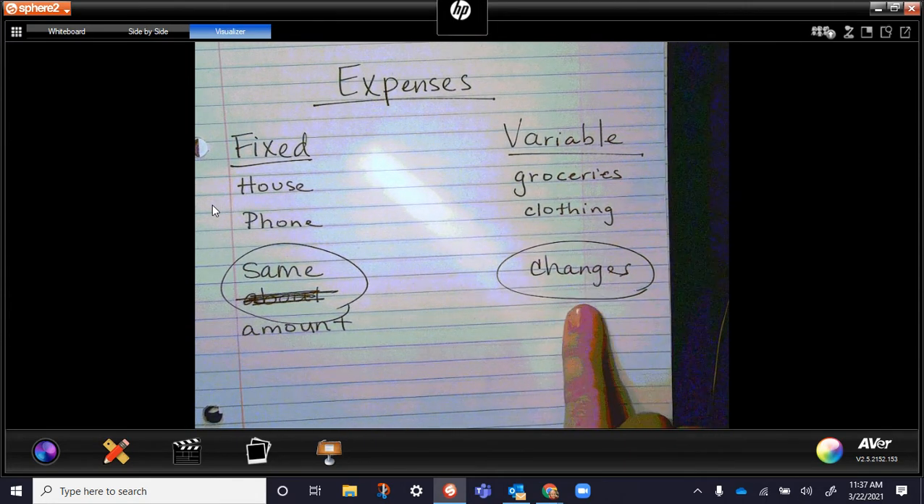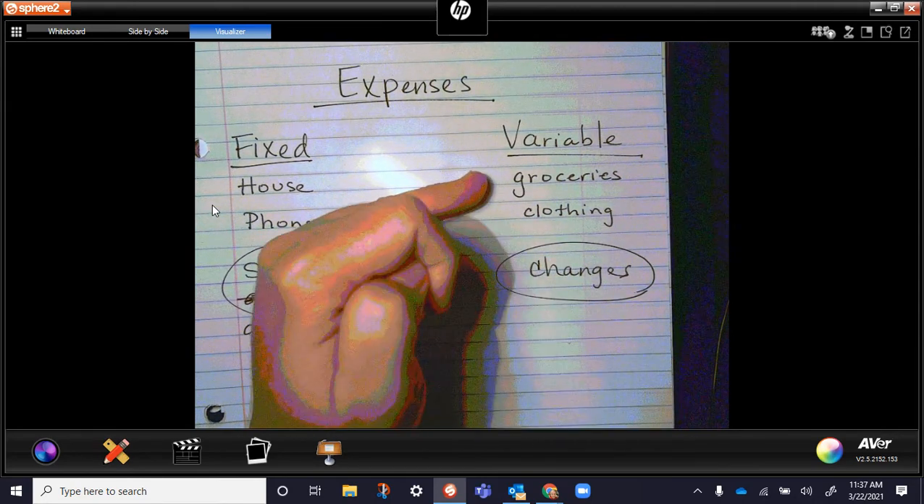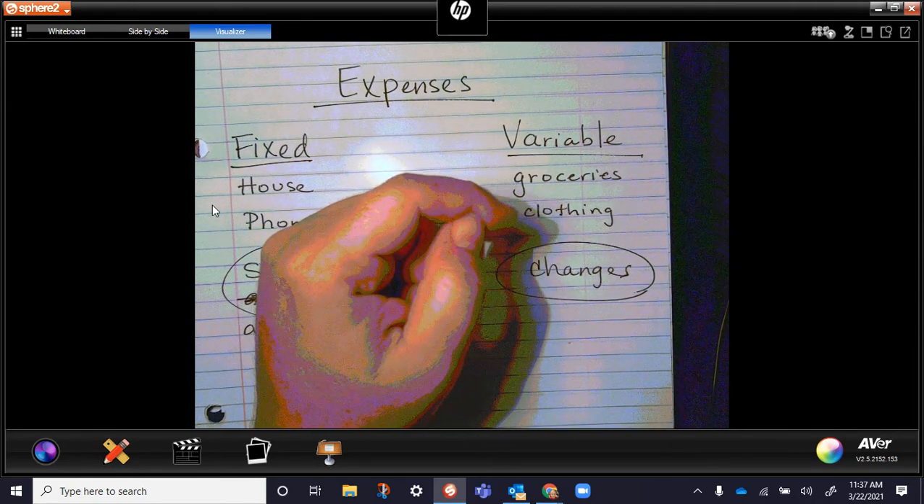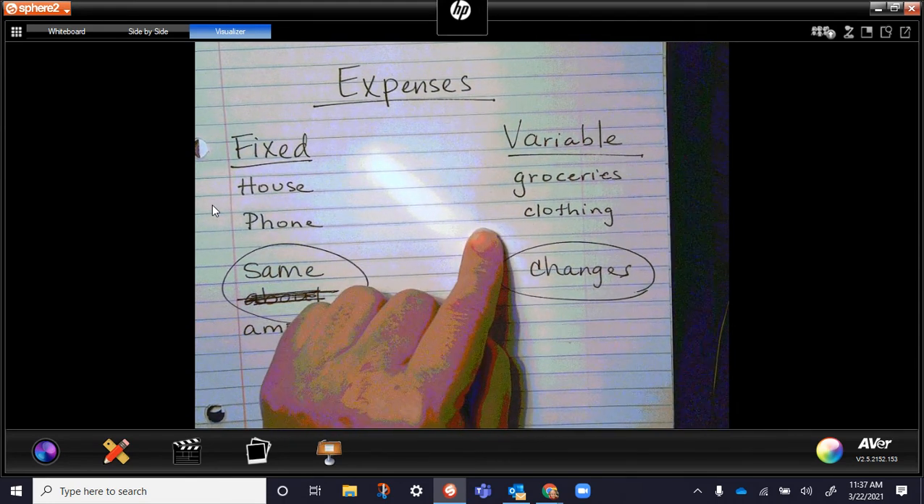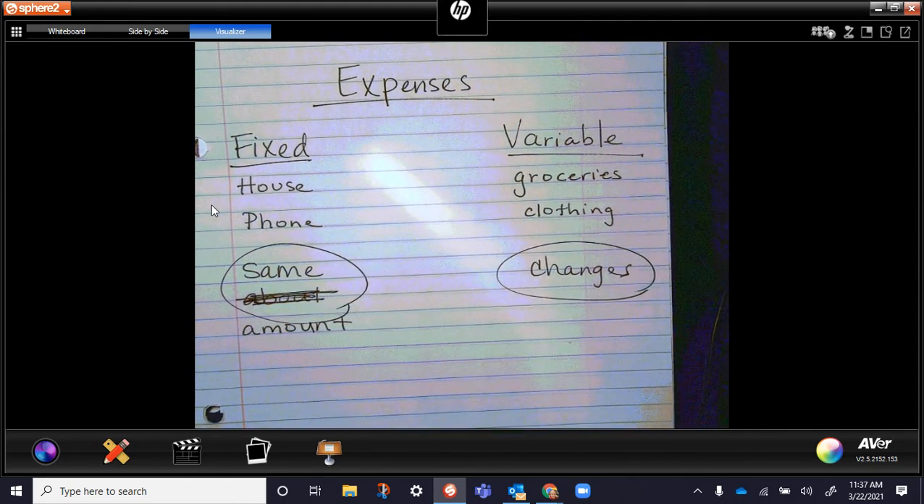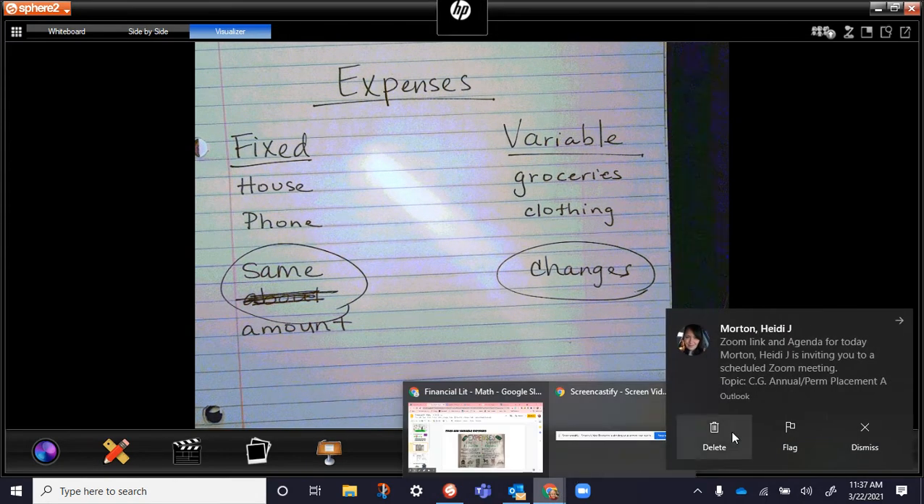So I'm not going to pay the same exact amount every time I go get groceries. I'm not buying the same things. So this bill is changing. Same thing with clothing and gas. I don't always drive the same amount, or I don't always buy the same amount. So that bill, that expense is changing month to month. Okay, so those are the two different types of expenses.